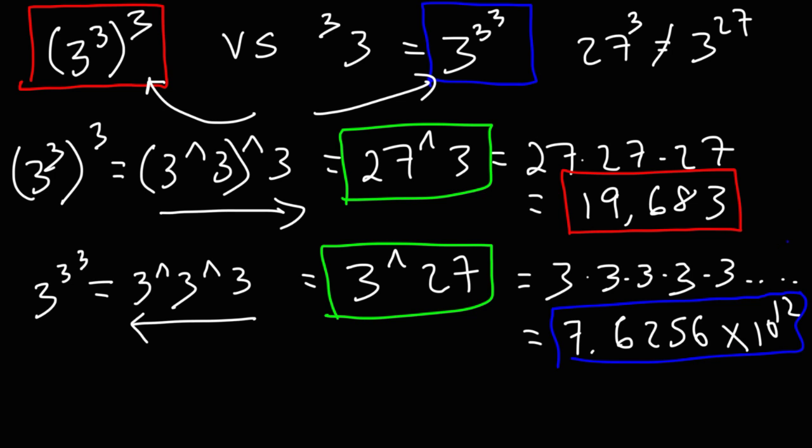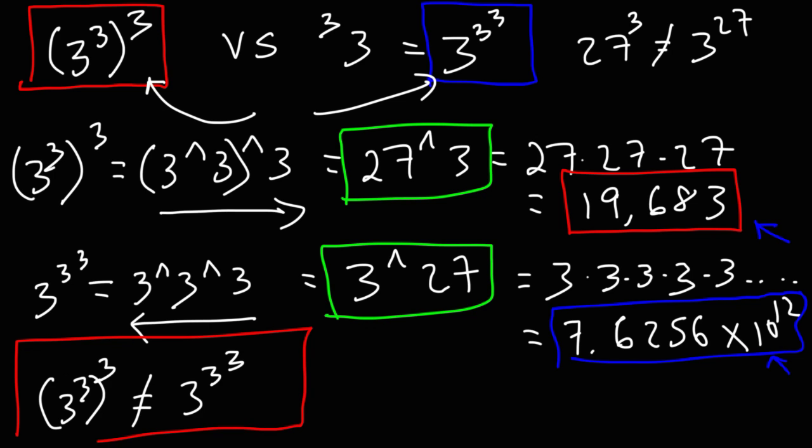As you can see, these two numbers are not the same. So 3 to the third power raised to the third power is not the same as 3 to the superpower of 3. These two expressions are not equivalent. So the presence of the parentheses makes a huge difference in terms of how you evaluate these types of problems. Here's a question for you. X to the superpower of 2, let's say that's equal to 27. If that's the case, what is the value of x?